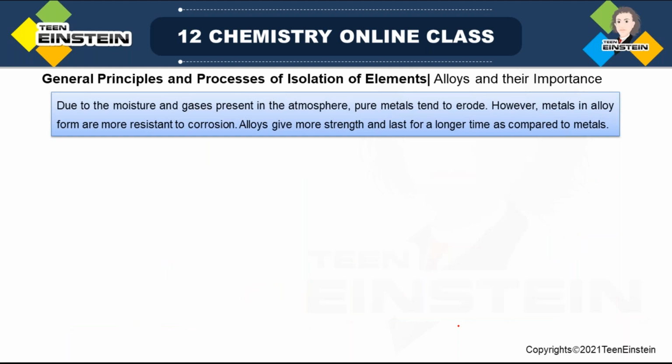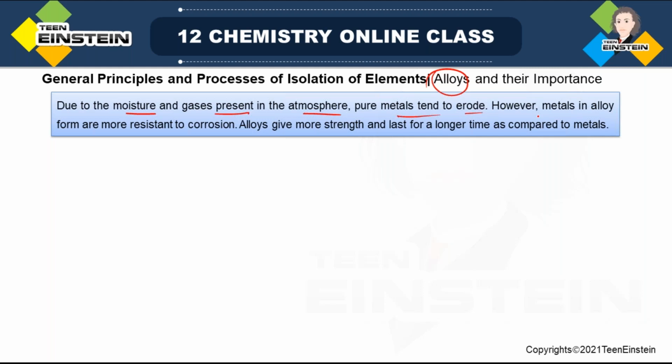Next, alloys and their importance. Now what is an alloy, that we have to know. If you take a pure metal, that is, there is no impurity, then it is also prone to corrosion, and a very good example is rusting. Because of the presence of moisture and gases in the atmosphere, these metals tend to erode, or you can say there will be oxidation. For example, if you keep iron in open air in the presence of moisture and oxygen, that is water and oxygen gas, there will be rusting. Though rusting is a very slow process, still because of rusting there will be some corrosion.